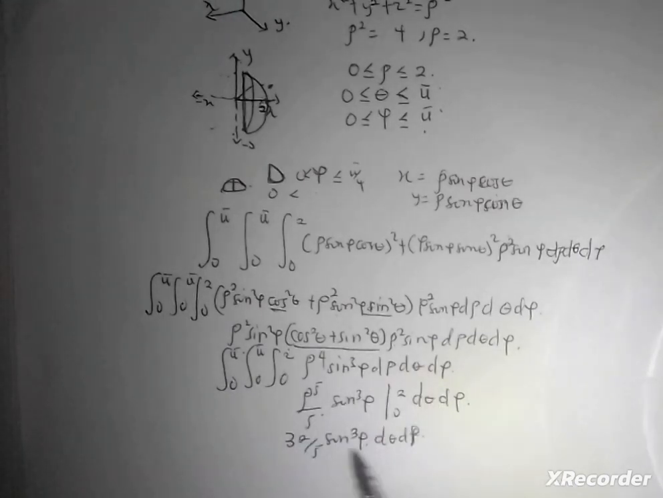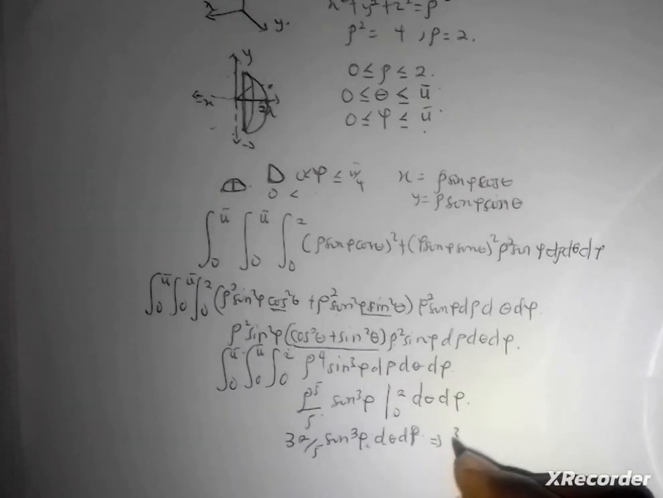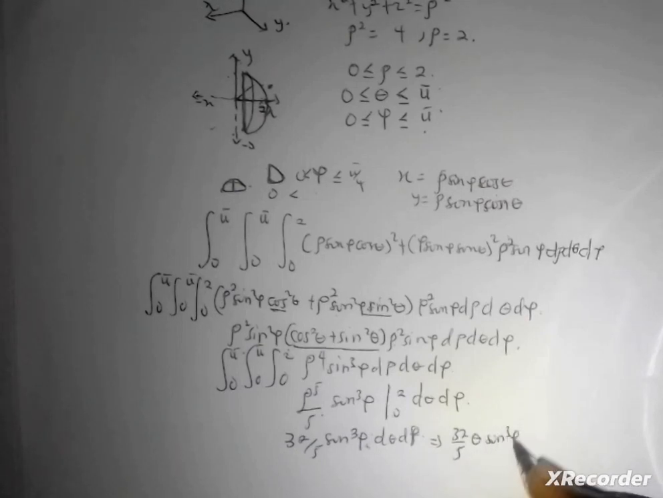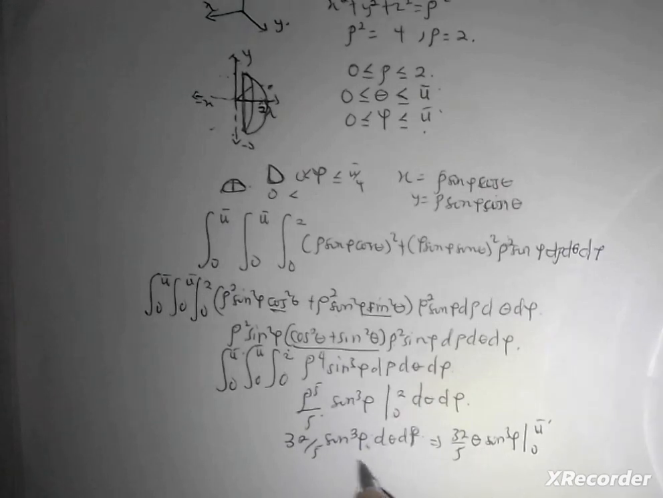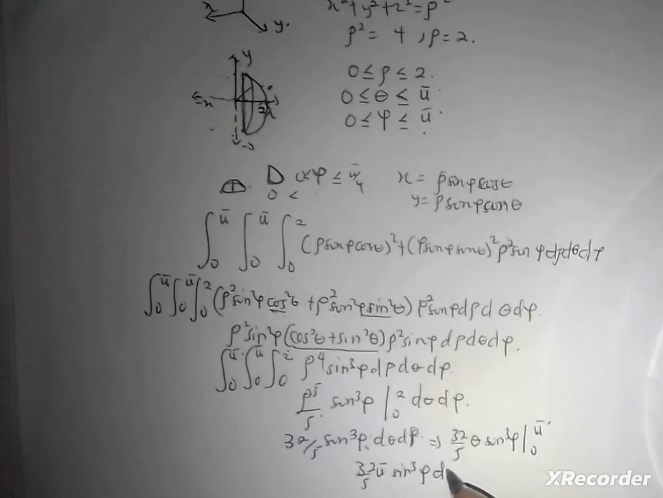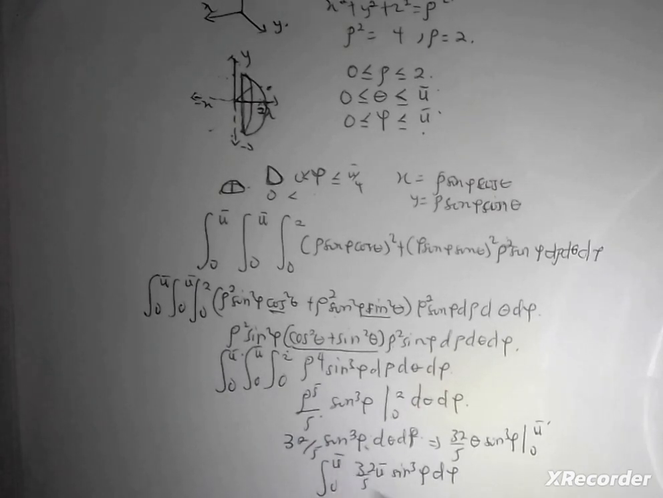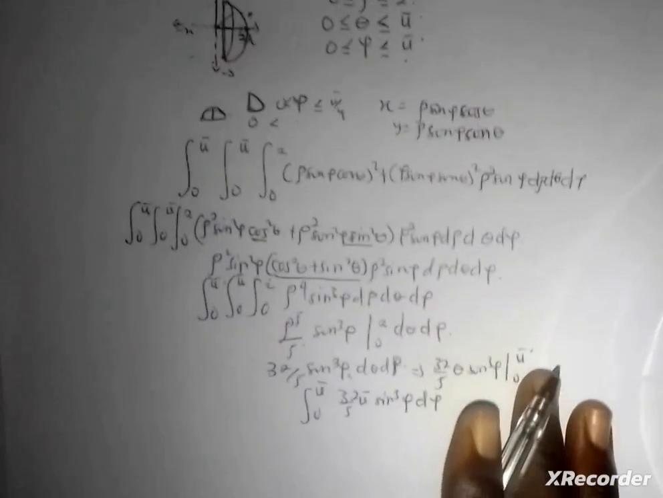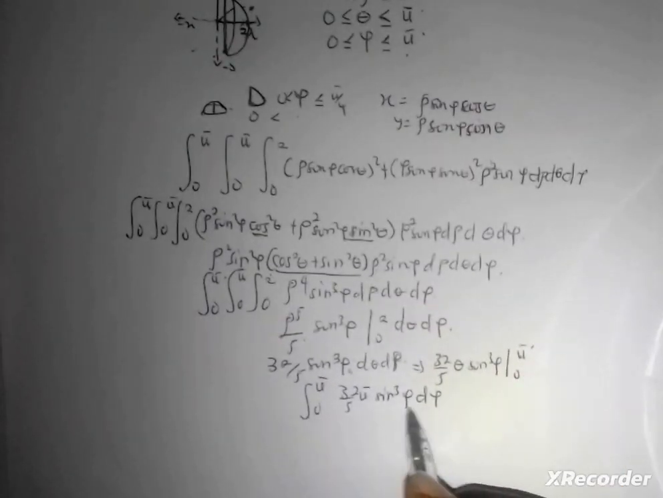So here, since we don't have any theta term, we assume that we have a 1. So when you integrate with respect to theta, you get theta back again. So I'm expecting 32 over 5 theta sine cube phi, then 0 to pi here. That is for the theta. So when I put pi inside, I'll get 32 over 5 pi, then sine cube phi, the phi, then 0 to pi. So now I'm left with integrating with respect to phi alone.